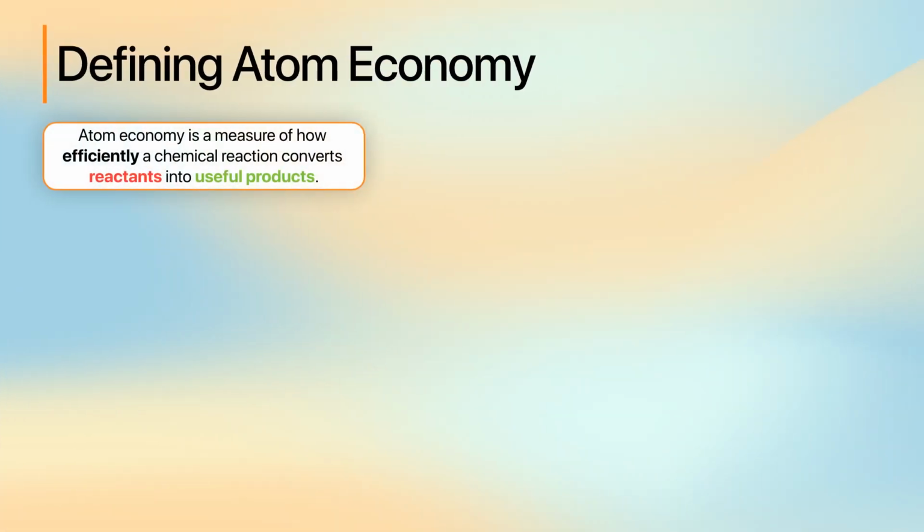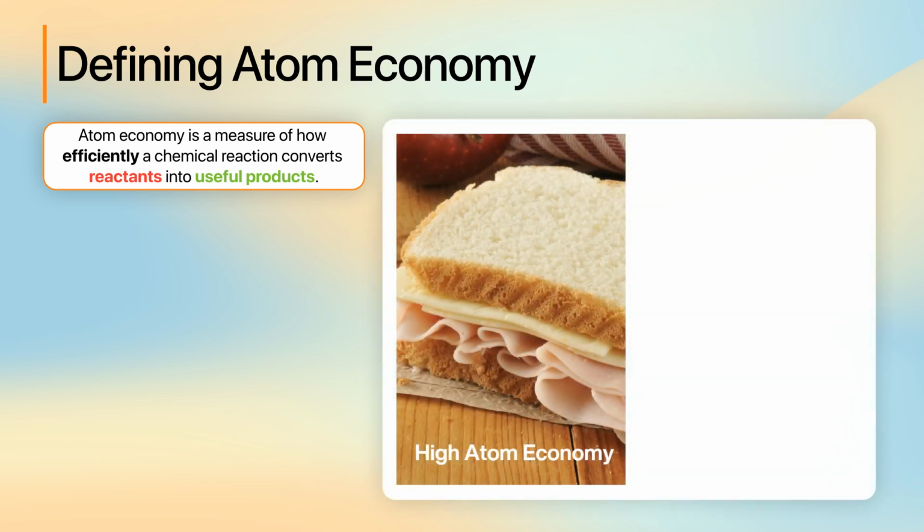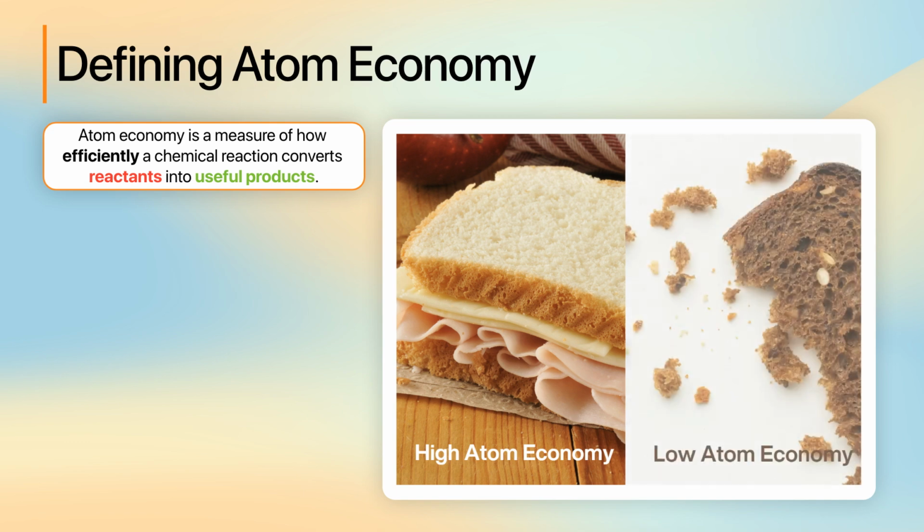Atom economy is a measure of how efficiently a chemical reaction converts reactants into useful products. Imagine making a sandwich. If you use all the ingredients you bought, like bread, cheese, and ham, without any leftovers, that's like a high atom economy. But if you have lots of extra crusts or scraps you can't use, that's like a low atom economy. It's about how much of your ingredients or reactants end up being part of your useful product or sandwich.